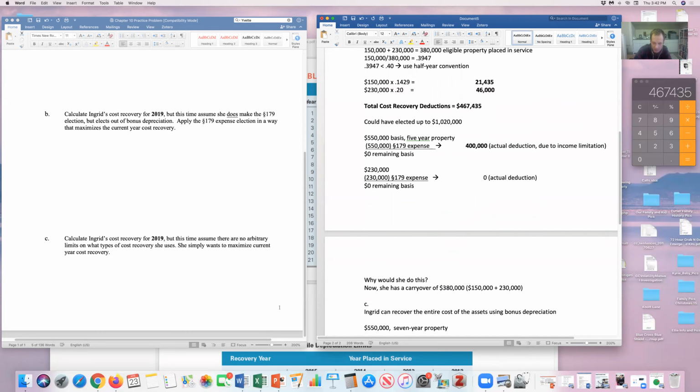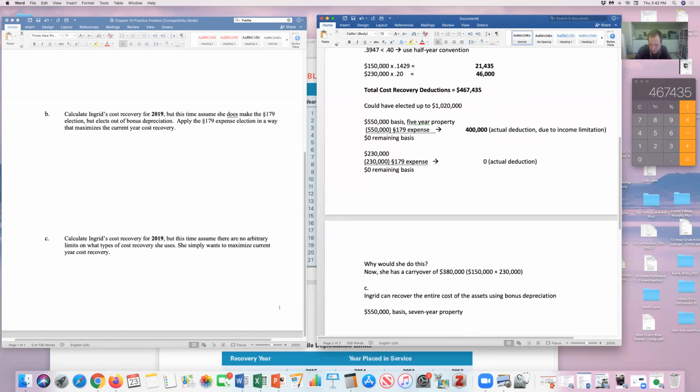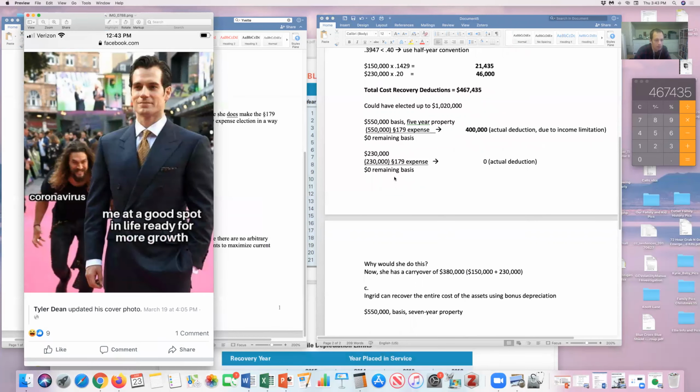You guys ever see that movie 7 Years in Tibet with Brad Pitt? It's pretty boring. Brad Pitt was huge back then, and Tibet was also very popular back then. This was a popular movie. Anyways, spent 7 years in Tibet. His 7-year property could have been fully depreciated by the time he got back. I'm struggling a little here. Should I throw in a meme? This is me at a good spot in life, ready for more growth. Here comes coronavirus. Made me laugh for some reason.